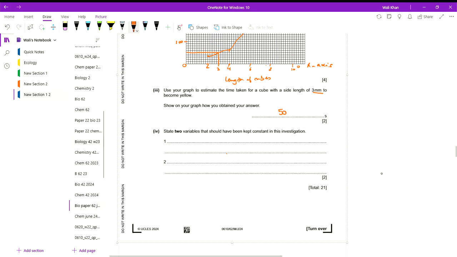State two variables that should have been kept constant in this investigation. So one is temperature and another is concentration of acid.